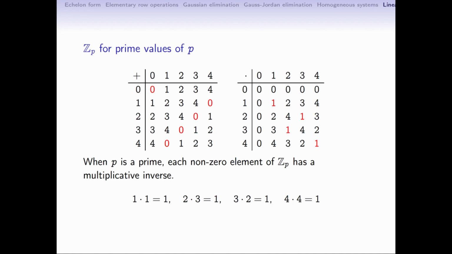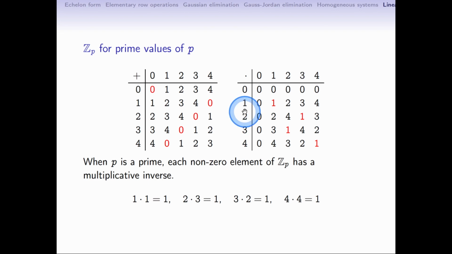Now, this is what's special to prime numbers. So when we're looking at Zp, where p is a prime, we're going to see this additional feature. Here's the multiplication table for Z5. And what I want you to notice is that in every row except the row 0 and the column 0, I've got a red 1. And that is pointing to what's called a multiplicative inverse.